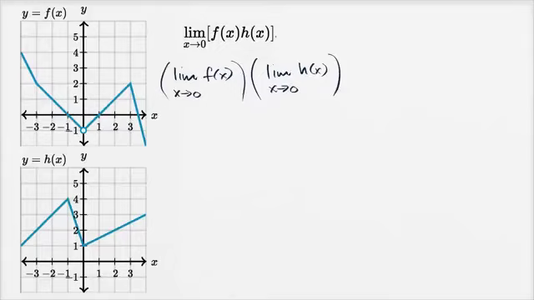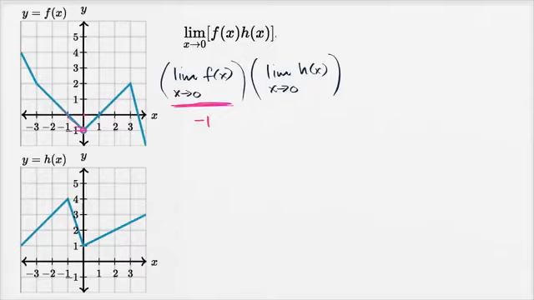So let's first think about f of x right over here. So f of x as x approaches 0. Notice the function itself isn't defined there, but we see when we approach from the left, the function seems to be approaching the value of -1. And as we approach from the right, the function seems to be approaching the value of -1. So the limit here is -1.